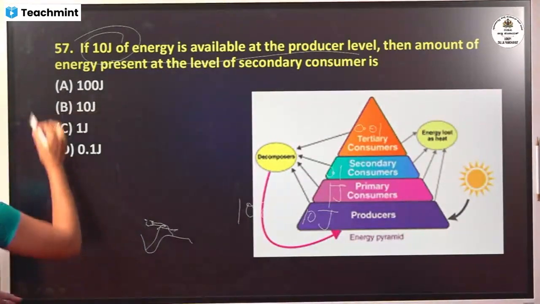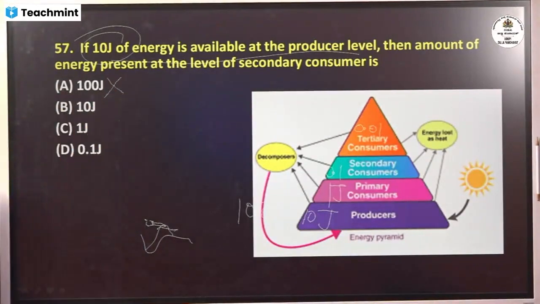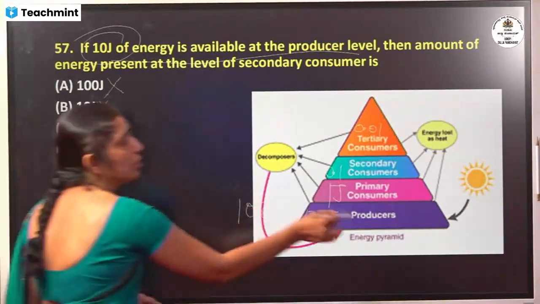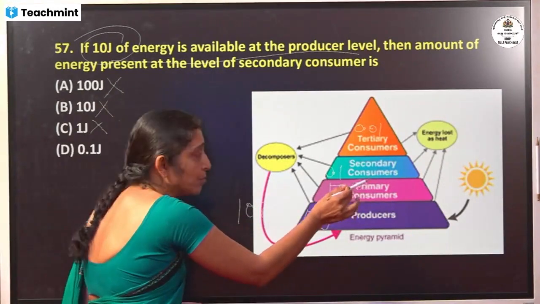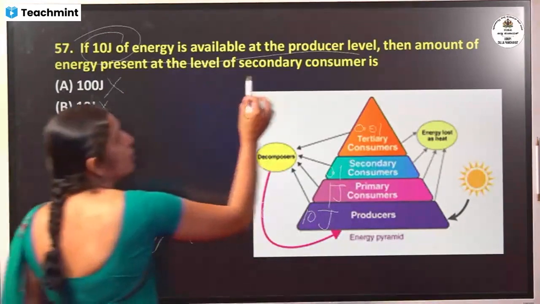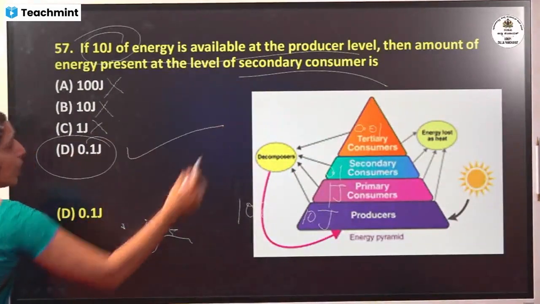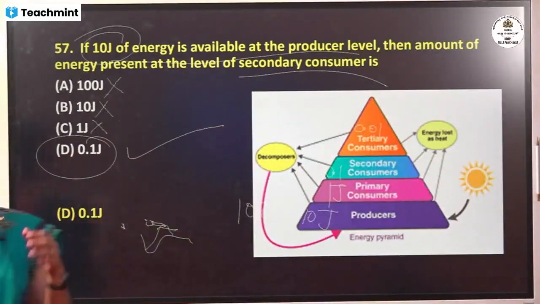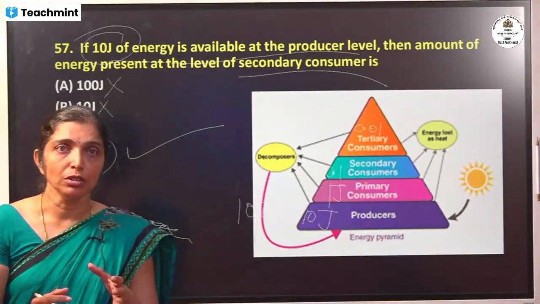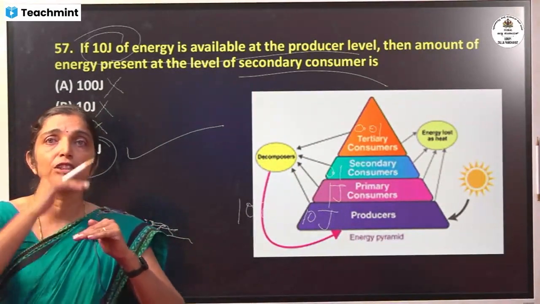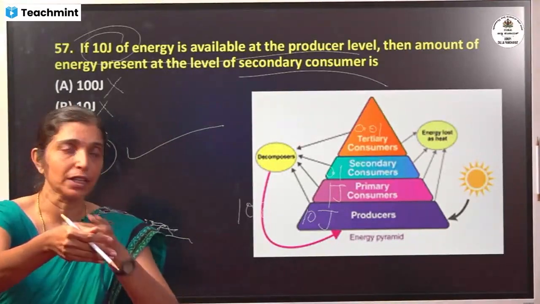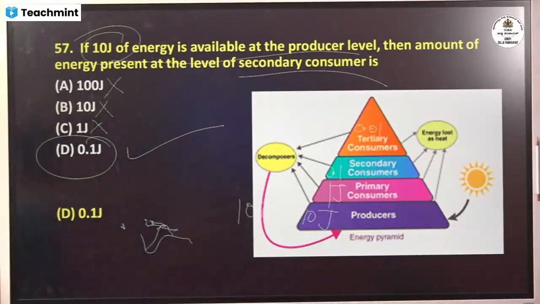So among these, definitely it is not 100. It cannot be 10 because it is following the 10% law. It cannot be 1 joule because 1 joule is the amount of energy at the primary consumer, and we have asked about the secondary consumer. So the right option is D, 0.1 joule. This is based on the 10% law, stating that only 10% of the energy is transferred to the next trophic level, and the remaining 90% is lost.